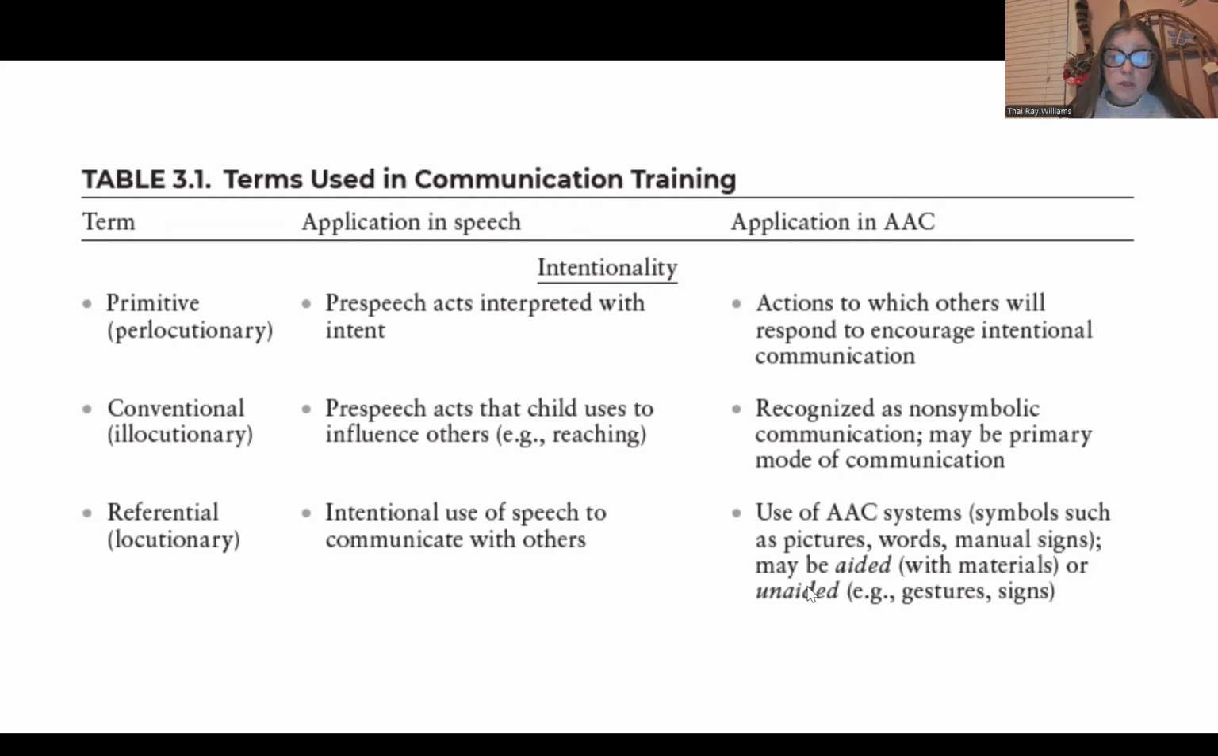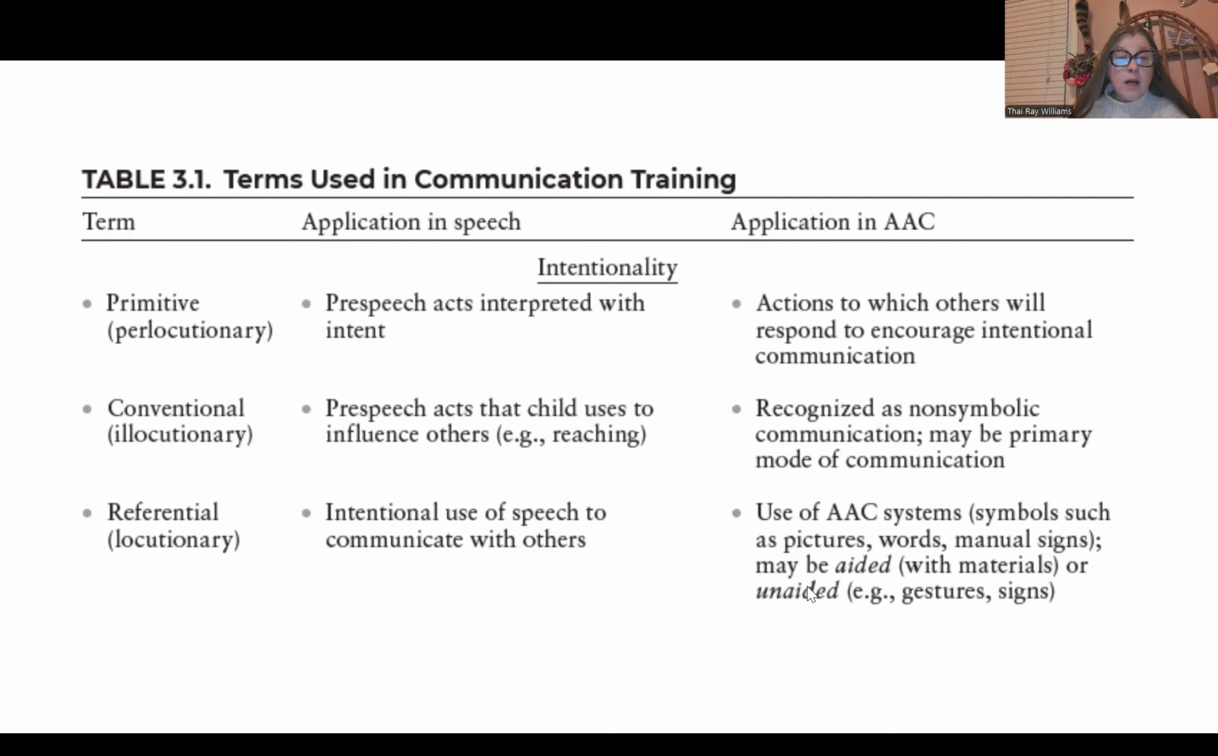Next, we have conventional communication. These are also pre-speech acts, but this is when the student is actually trying to use some form of communication, such as eye gaze, looking in the direction, or reaching for something, and they're using that communication to influence the behavior of someone else. This is often a primary mode of communication for some of our students, but specifically it is for everyone early in life. Again, there is intentionality to the communication, and what you are trying to do is influence or affect the behavior of someone else.